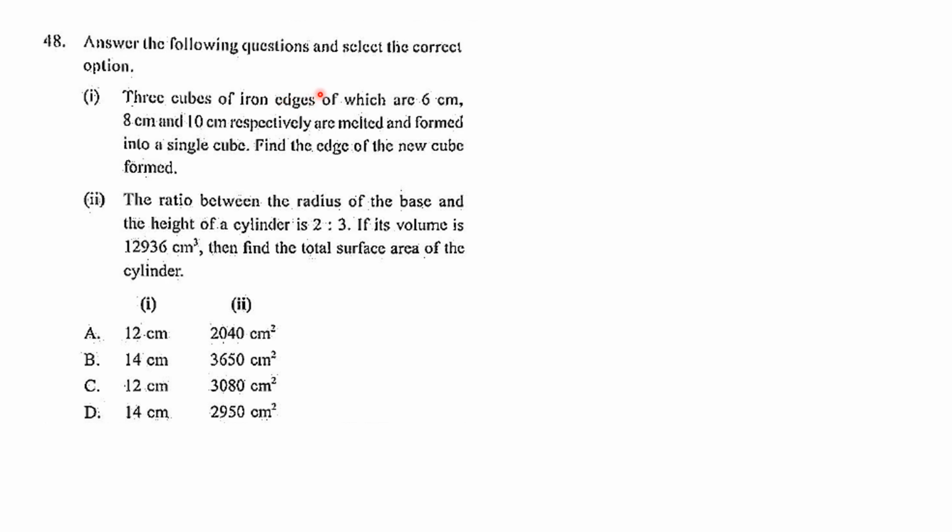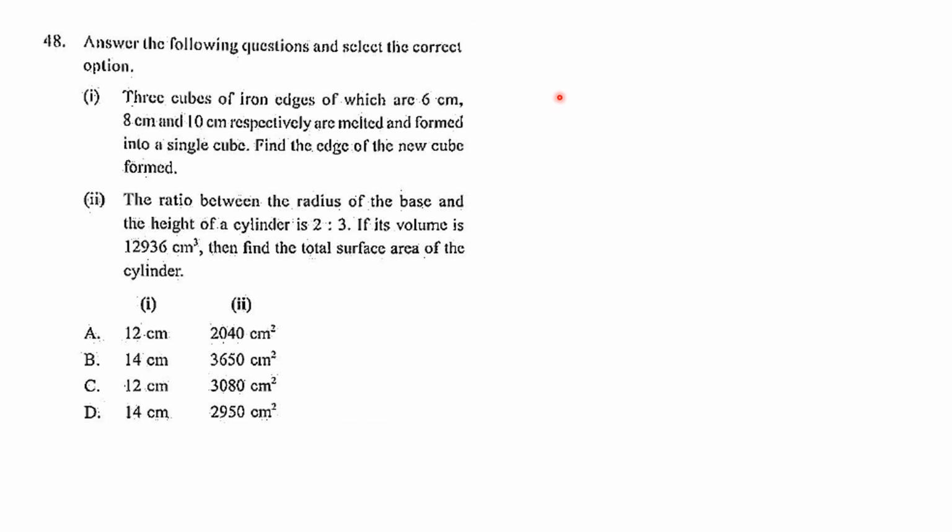Question number 48. Answer the following question and select the correct option. Three cubes of iron, edges of which are 6 cm, 8 cm, and 10 cm respectively, are melted and formed into a single cube. Find the edge of the new cube formed. So when you melt three cubes and form a single cube, what will happen? The volume of these three small cubes will be equal to the volume of the single cube.